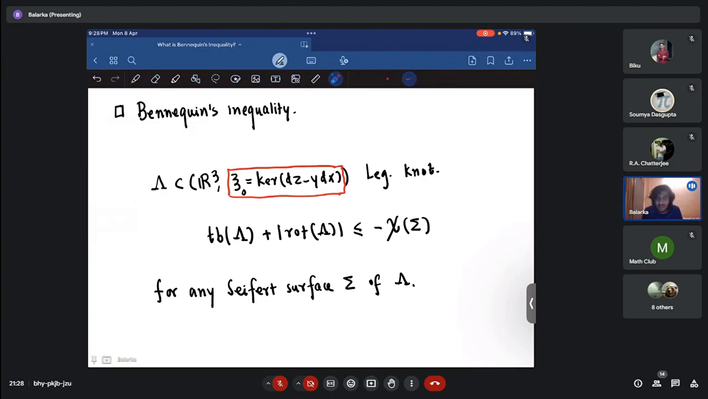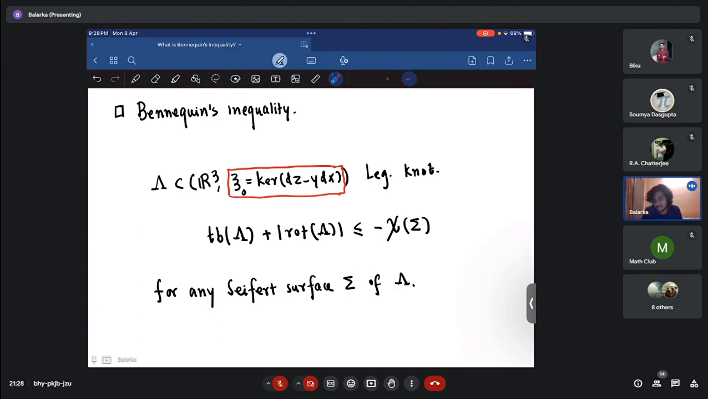For the standard contact structure, suppose I have a Legendrian knot. That is to say, an aeroplane trajectory where the aeroplane is following the constraint imposed by the standard contact structure. Then the following inequality holds. The Thurston-Bennequin number of the Legendrian knot plus the modulus of the rotation number of the Legendrian knot is at most the negative of the Euler characteristic of any Seifert surface that our knot bounds. It's a smooth knot after all.